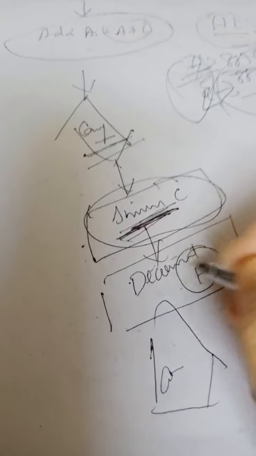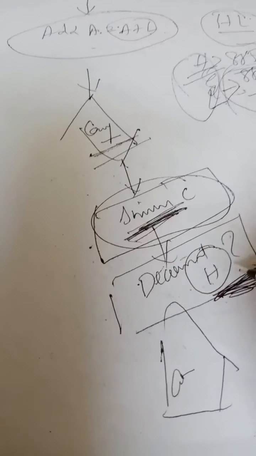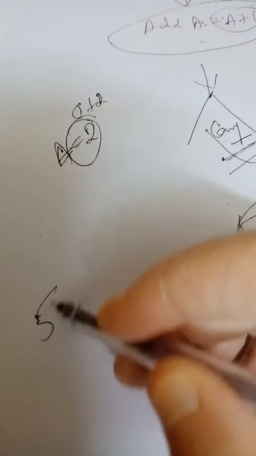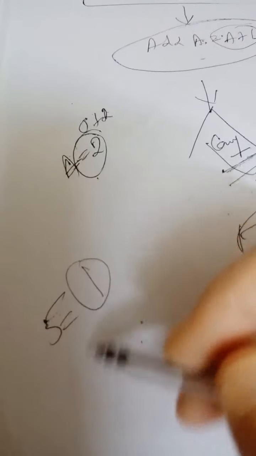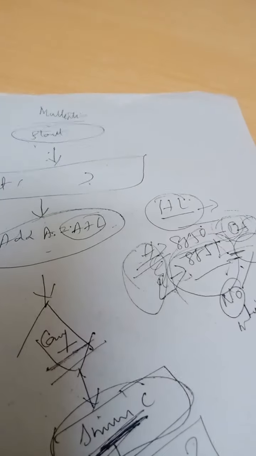Why are we decrementing H? Because in H we have the count. Our count is 5. How many times have I added? 2 for 1 time. So the count will now become 4. So it will be decrementing the count by 1.